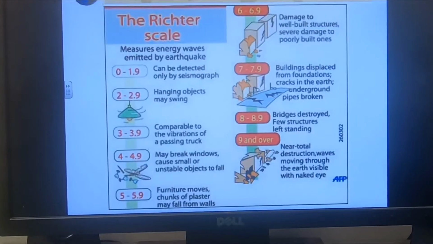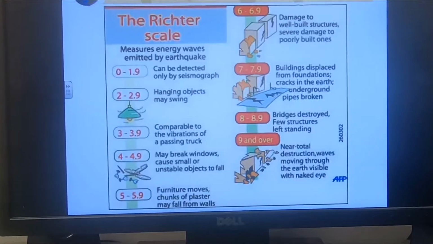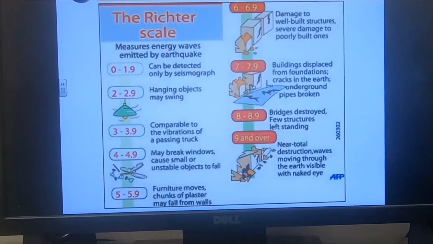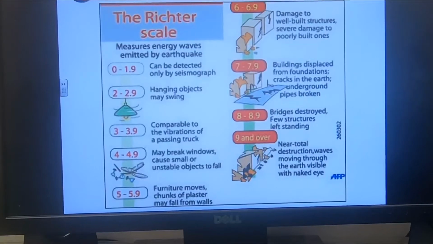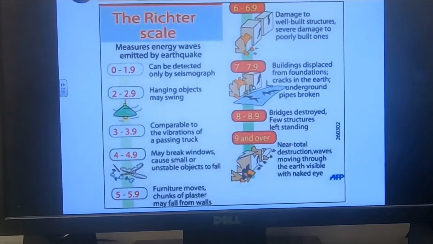A 6 to 6.9, or 6 to 7 essentially, is damage to well-built structures and severe damage to poorly built ones. Your houses at home would be considered, by world standards, well-built houses. So you're going to see big cracks in your walls, and parts of your ceiling could come down. It's really getting severe. And if you have a poorly built structure like most of the world has, your house is probably coming down at that point.